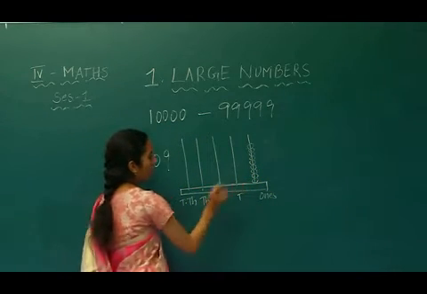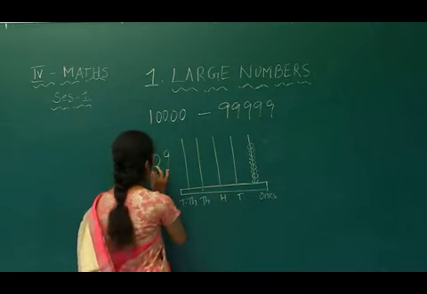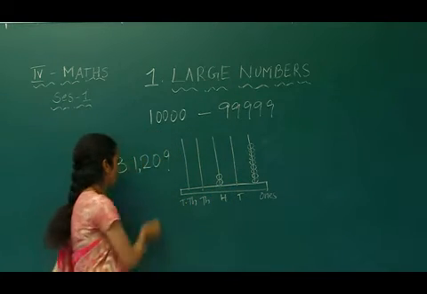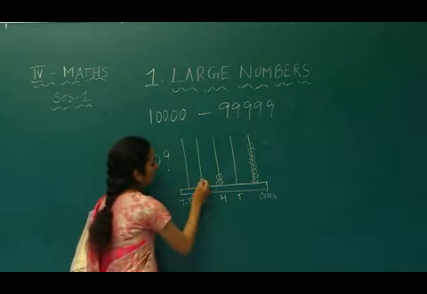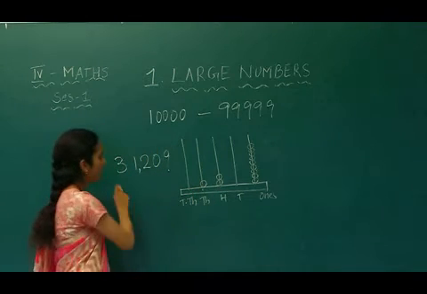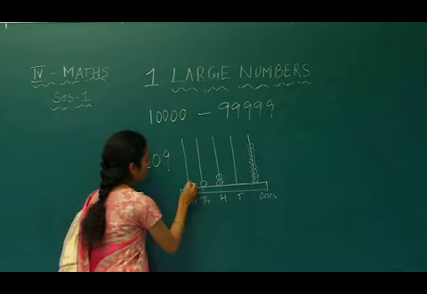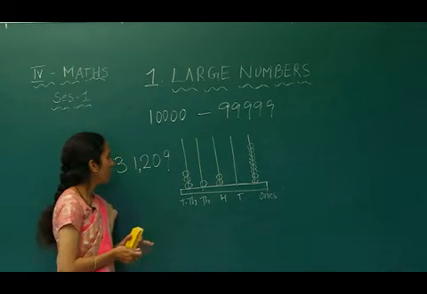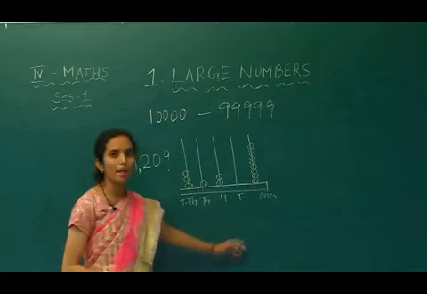Next, 0 in the tens place, so you don't need to draw anything in the tens place. And 2, so draw 2 beads in the hundreds place. And 1 in the thousands place, and 3 in the 10,000s place. 1, 2, 3. So in this way we represent a number on the abacus scale.